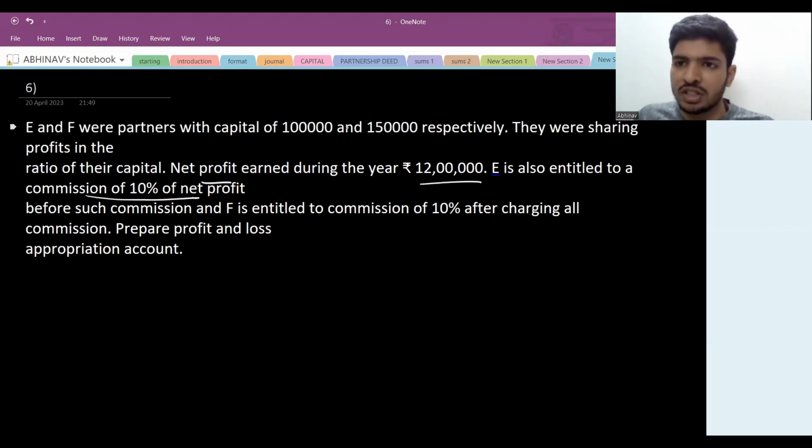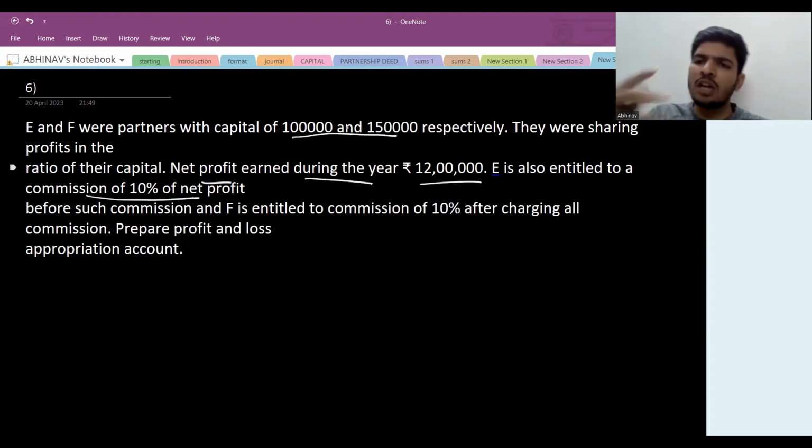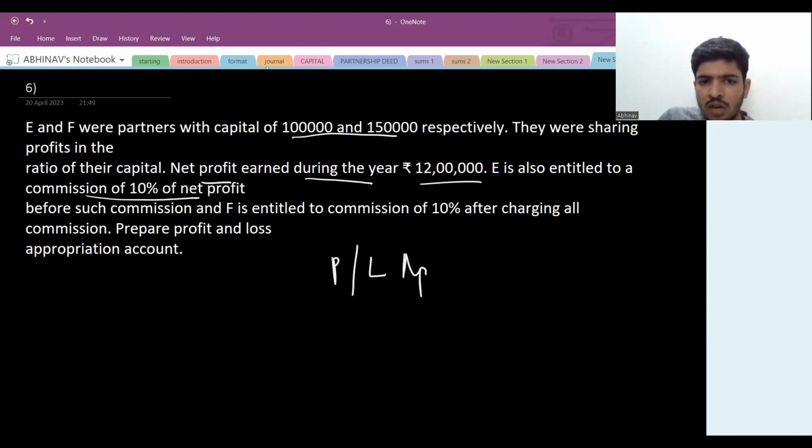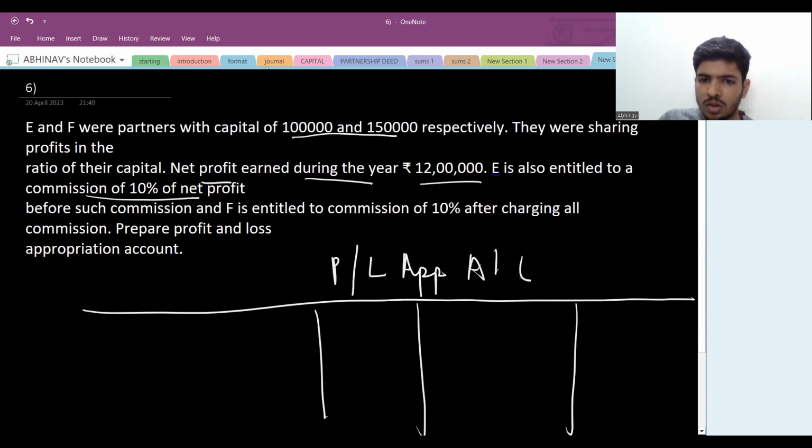Solve the things you know first. Solve the terms and points you know first. Put them in the accounts you know first. After that, whatever you don't know, in the end, 99% of the time it will automatically get tallied. In the balance, if it does not work that way, you lose half a mark, that's all, out of 1 mark. So now again, we're doing prepare profit and loss appropriation account. Let's start with the format first. Profit and loss appropriation account. So they're telling net profit.